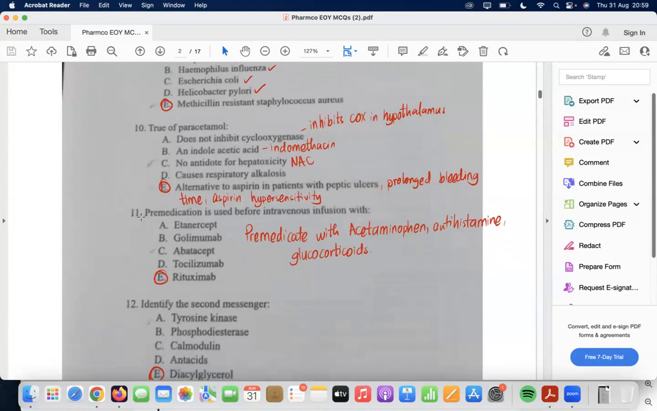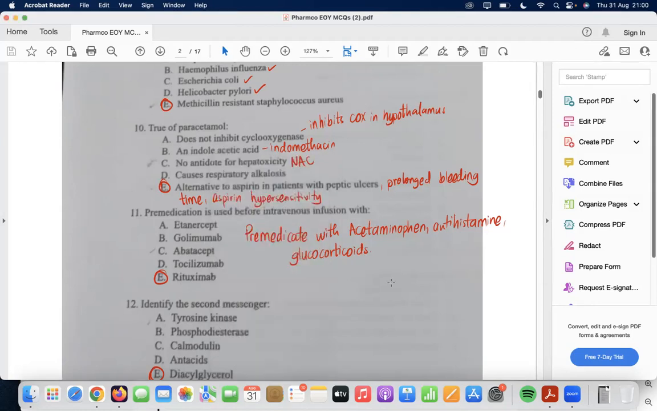Which is number 11, premedication is used before intravenous infusion with... Okay, I was not able to find notes that would support the answer to this question, but if the answer is not found in the notes, you can always use other material, like Zoom or any other material you may have, to get the answer. So the answer is E.